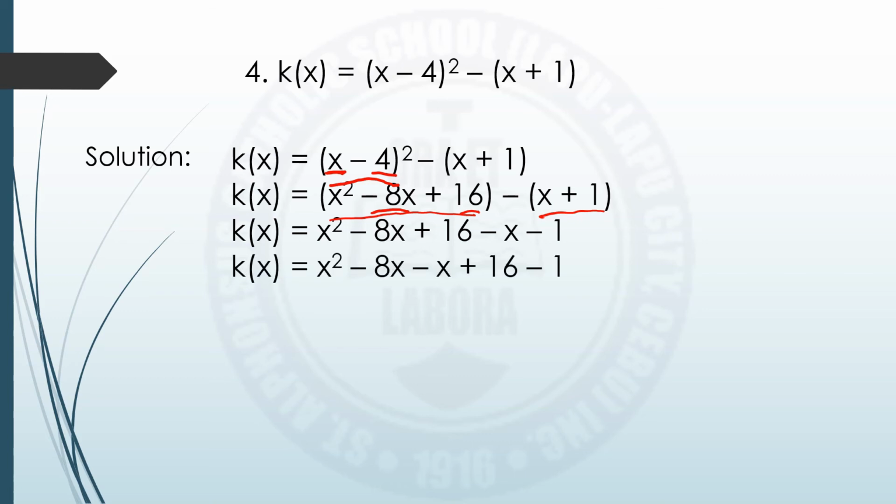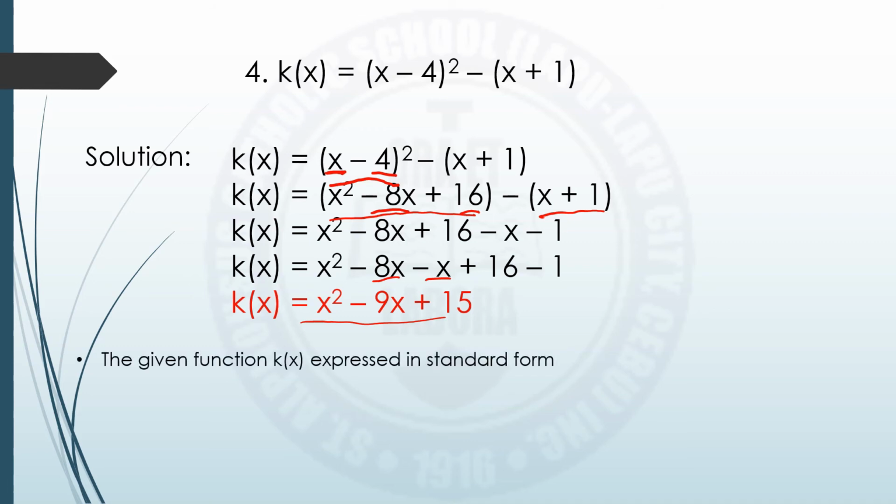And then arrange them in descending order. So we have x squared minus 8x minus x plus 16 minus 1. Combine like terms. So negative 8x minus x makes negative 9x. 16 minus 1 makes 15. So therefore, our expanded form will be x squared minus 9x plus 15. So the given function k of x is expressed in standard form, and it has 3 terms. The degree of the function is the second degree.